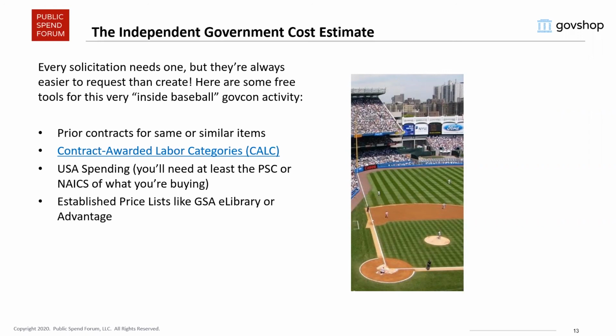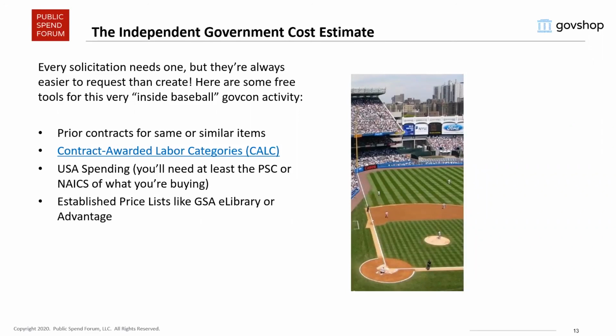So prior contracts for the same or similar items, always the first place to start. Trudge on down to that contract file room, virtual or otherwise, and pull some old contracts for same or similar items. Get a sense for how much they cost.